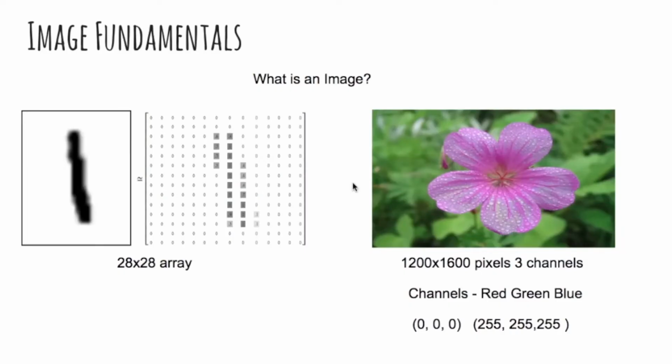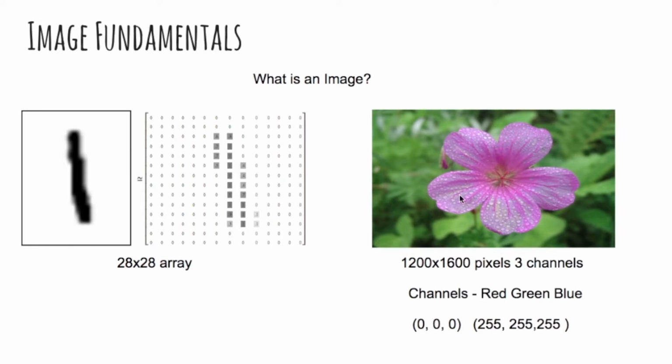We're going to talk about image fundamentals. On my left, we can see an image represented as a 28 by 28 array, which we can also see looks like the number 1. The array has numbers ranging between 0 and 1, 1 being the highest intensity and 0 being white.